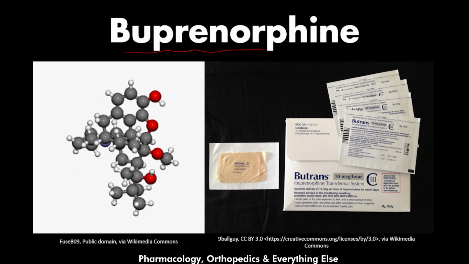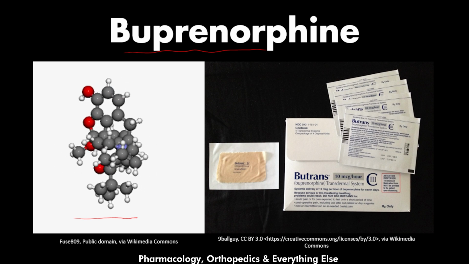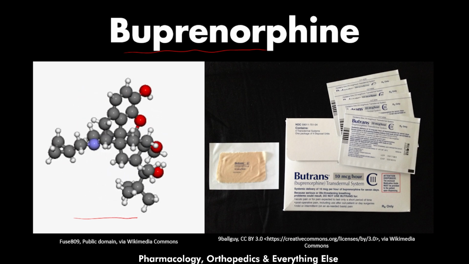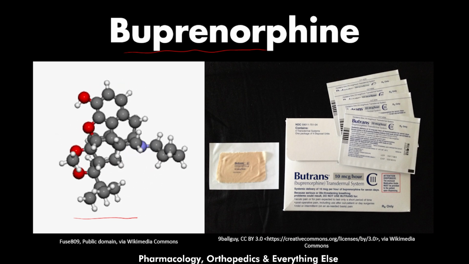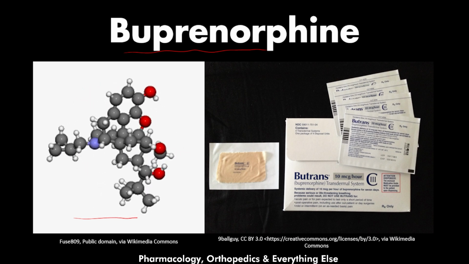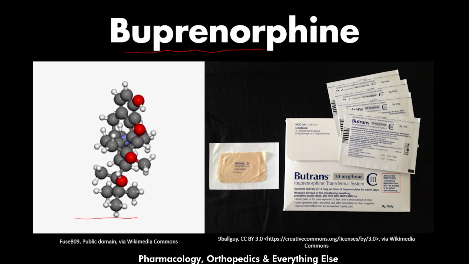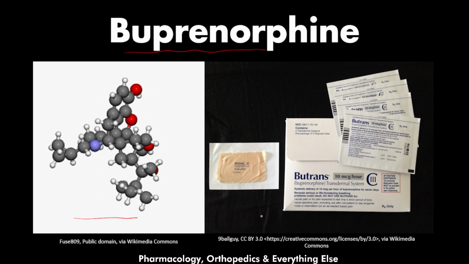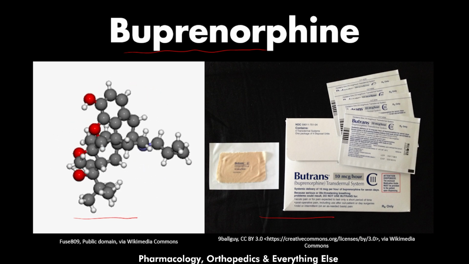And regarding the pictures, on the left we have the chemical structure of buprenorphine. The black spheres are for the carbon atoms, the white spheres are for the hydrogen atoms, the red spheres are for the oxygen atoms, and the blue sphere is for the nitrogen atom. The right picture here shows the transdermal patch of buprenorphine.